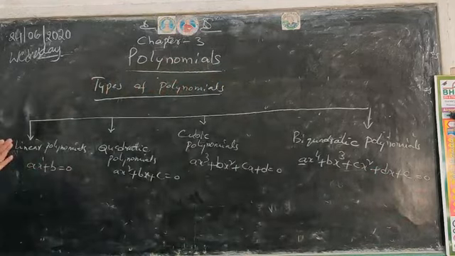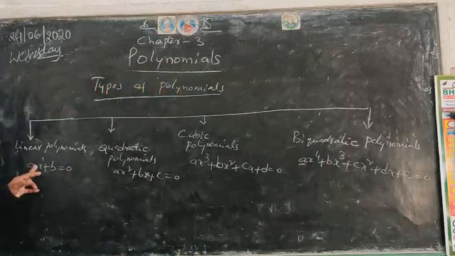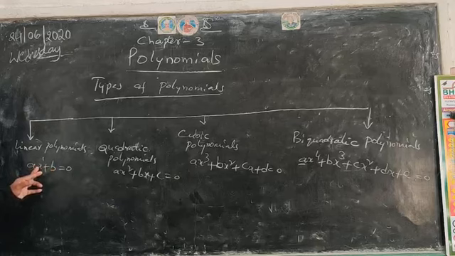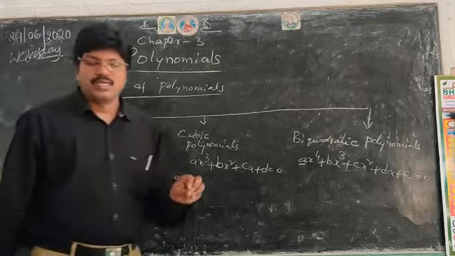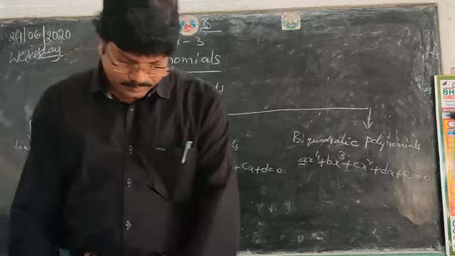Here, coefficient means: in ax plus b, what is the coefficient of x? a is the coefficient of x. This is the constant term.